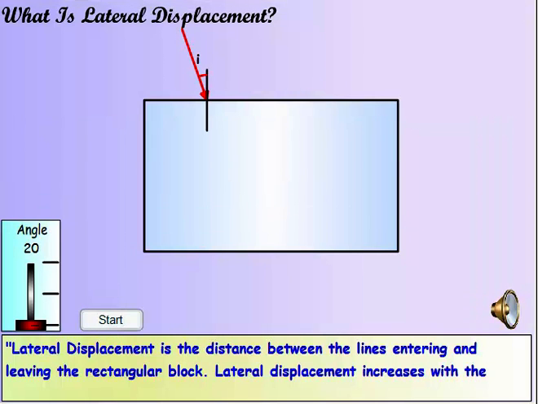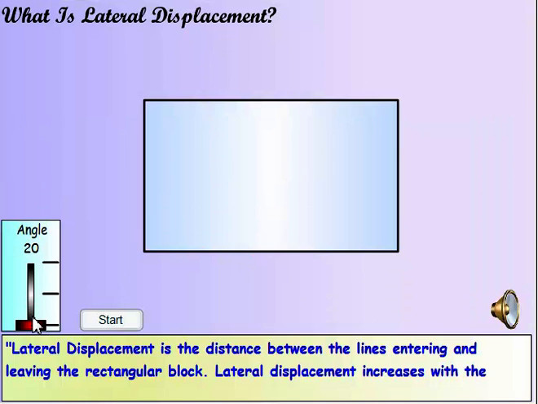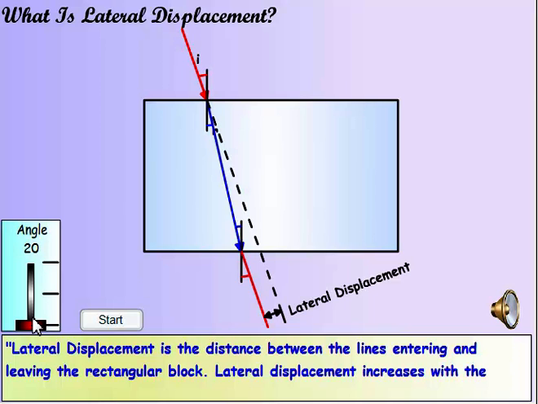When light enters a block, it deviates towards the normal. Then it travels through the block and exits again by deviating away from the normal. The ray of light entering the block is parallel to the ray of light emerging from the block. Lateral displacement is the distance between the lines entering and leaving the rectangular block.